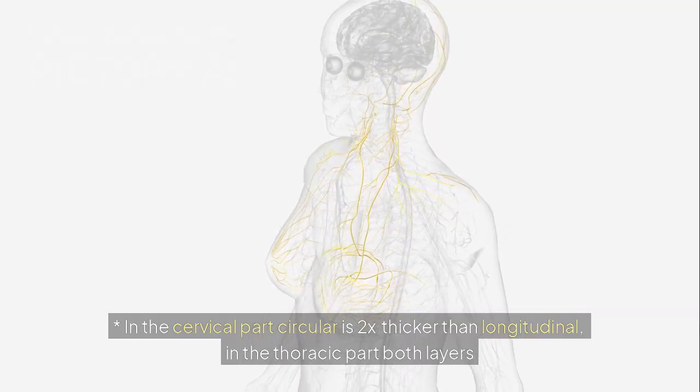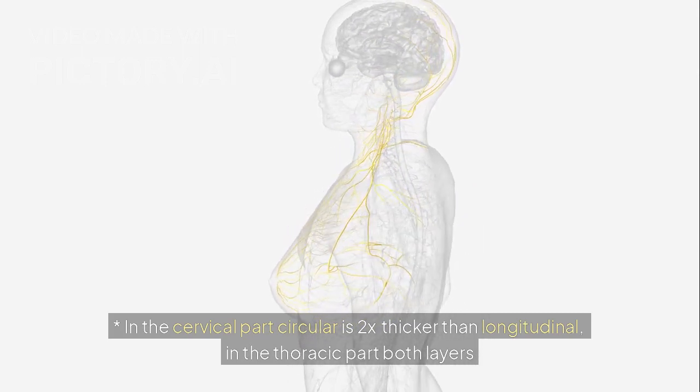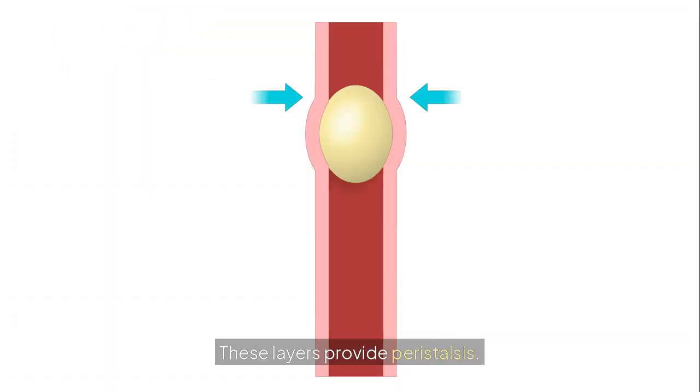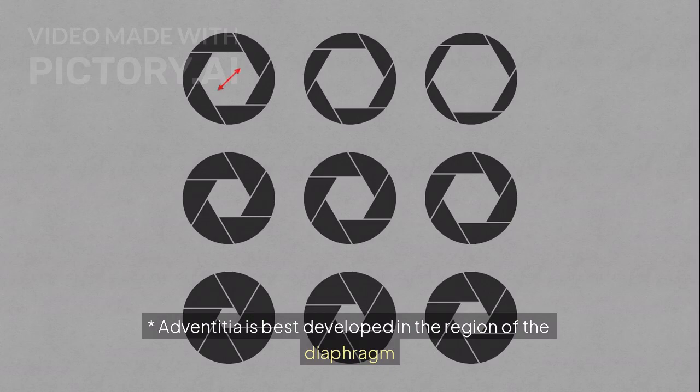In the cervical part, the circular layer is 2x thicker than the longitudinal. In the thoracic part, both layers are equal, and in the abdominal part, the longitudinal is thicker. These layers provide peristalsis. Adventitia is best developed in the region of the diaphragm.